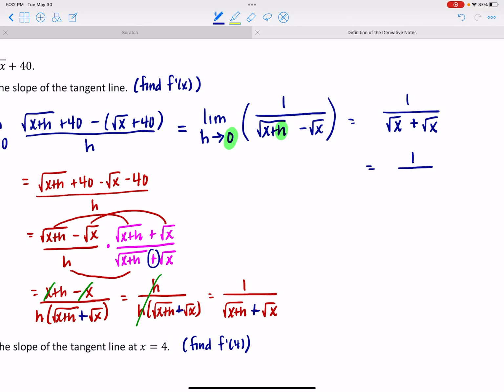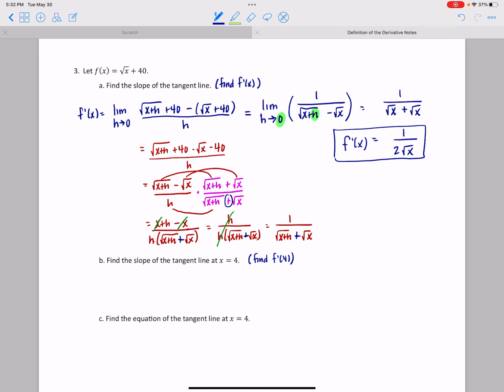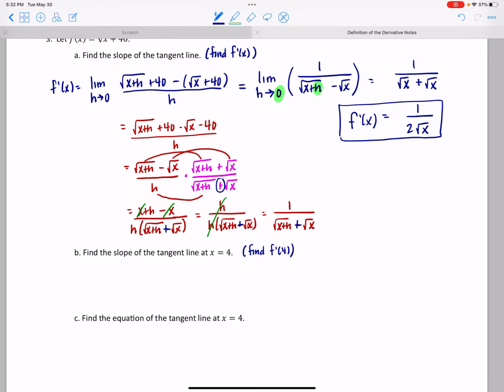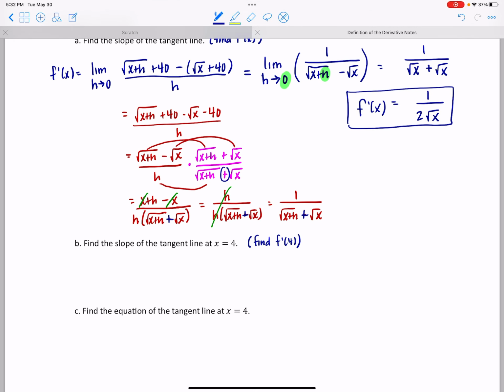I have 1 over 2 of those radical x's in the denominator. So f prime of x, our derivative, our slope of our tangent line, is 1 over 2 radical x. Man, I'm glad I saw that because I was about to stop the video and record the whole thing all over again. Okay, so we have our derivative. Now part B, we have our equation for the slope of our tangent line.